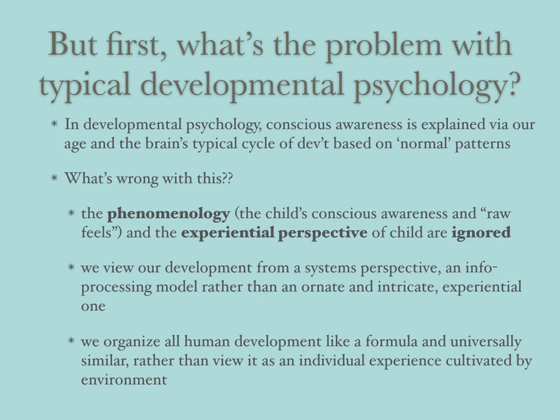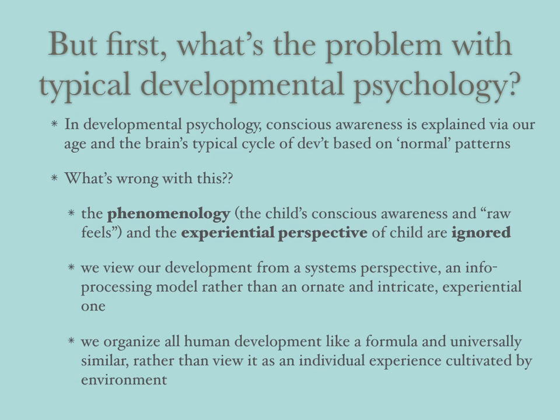This is such an ornate and intricate part of our lives. It can't really be explained from a standard systems idea, which is kind of how they view our brain. They're saying that our language and our emotions are often formed on the brain's ability to grow. And they don't really account for what we're experiencing in our environment and how different that can be from one child to another. We also organize human development like a formula, and that doesn't necessarily work, right? Human development is not universal.